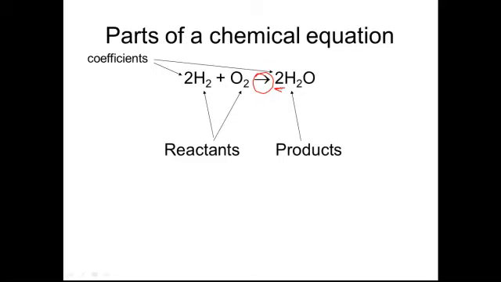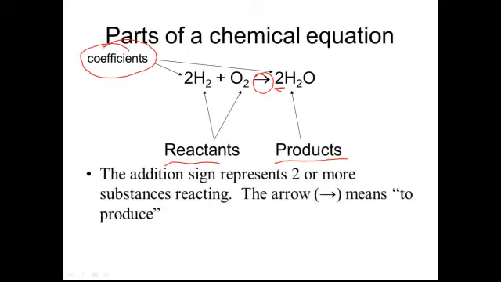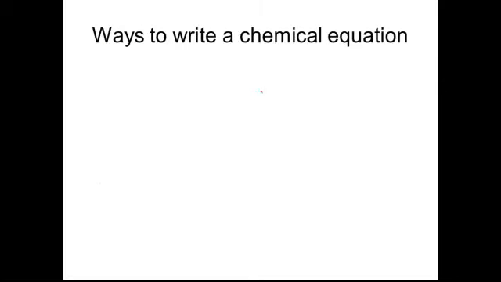So you need to know what reactants are, you need to know what products are, and then also what coefficients, what that term means. And then the arrow, as we saw here, means to produce.